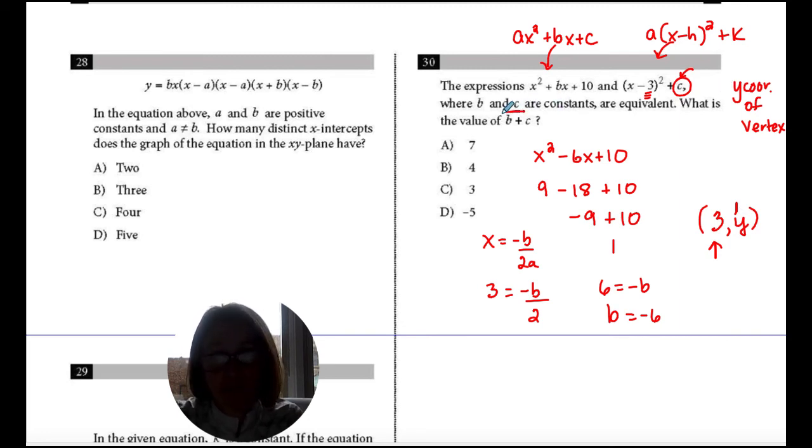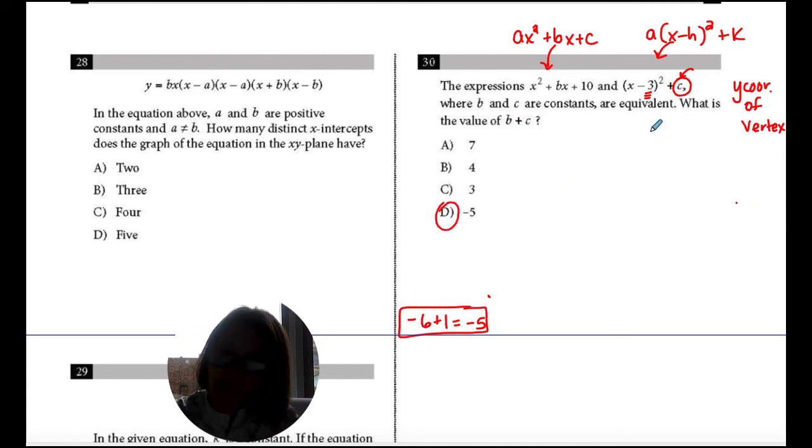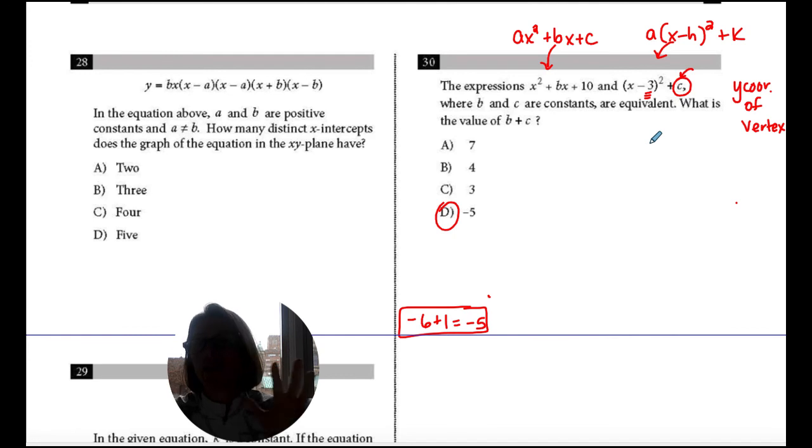Okay, but they're not asking you for the k value. They're asking for the value of b plus c. So that gives me negative 6 plus 1, which would give me negative 5. And that looks to me like it might be the easiest method, but you really have to be able to go between the different forms and recognize the different forms.